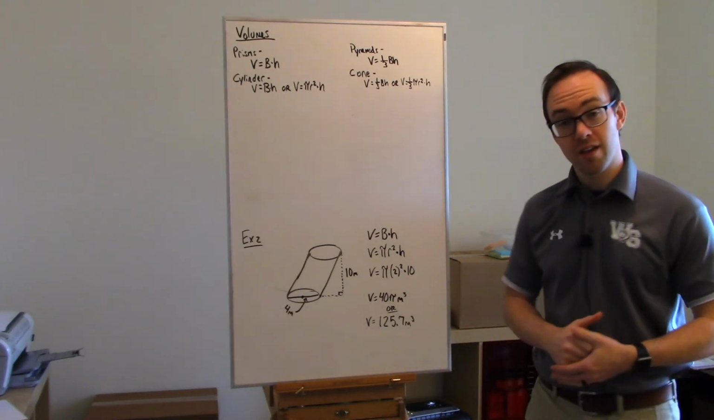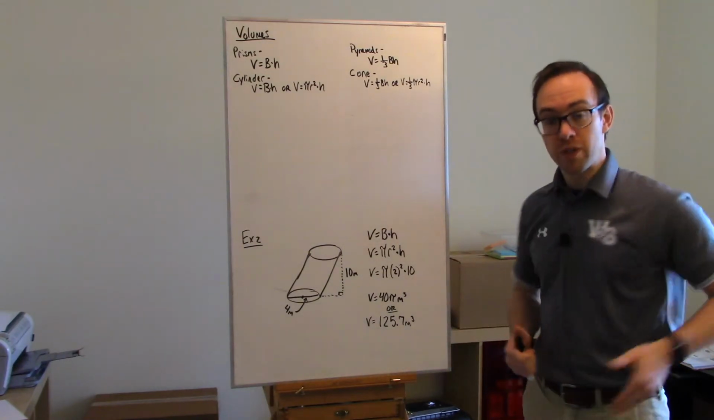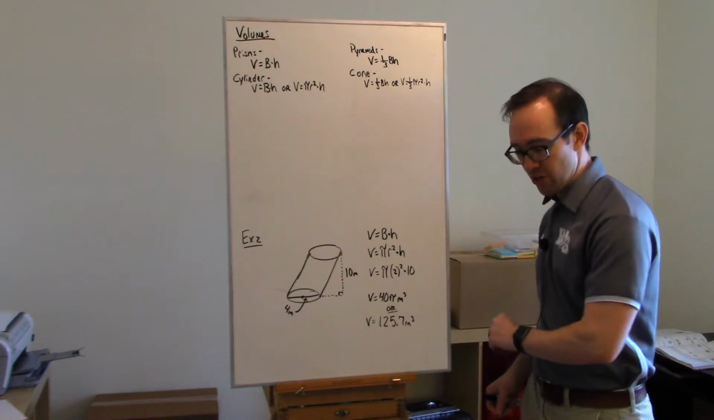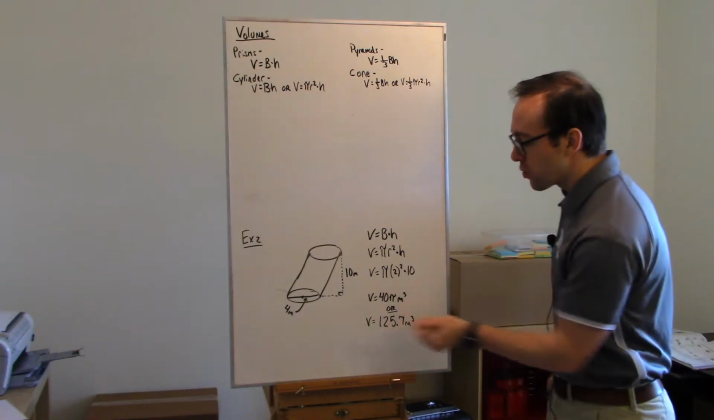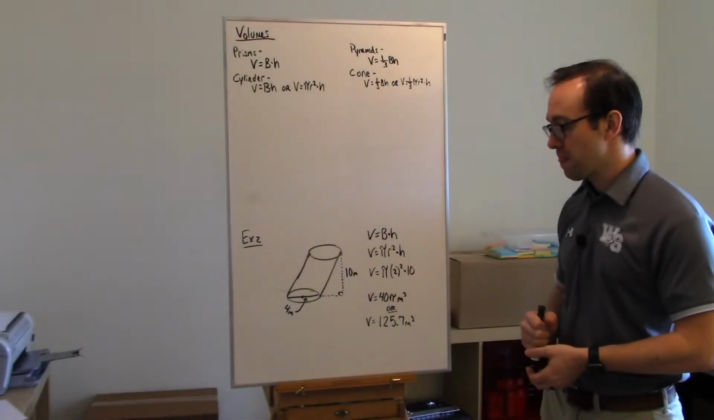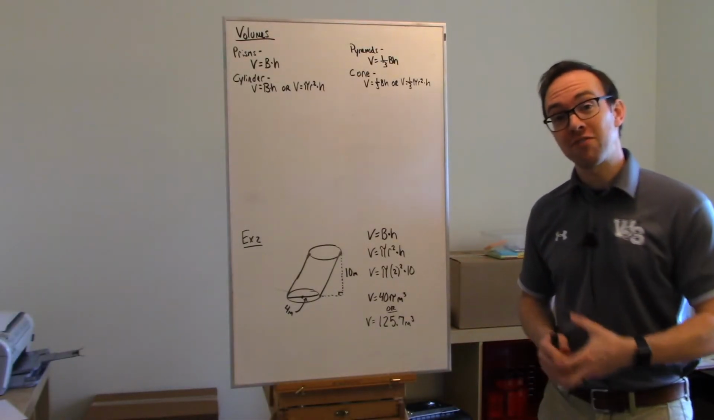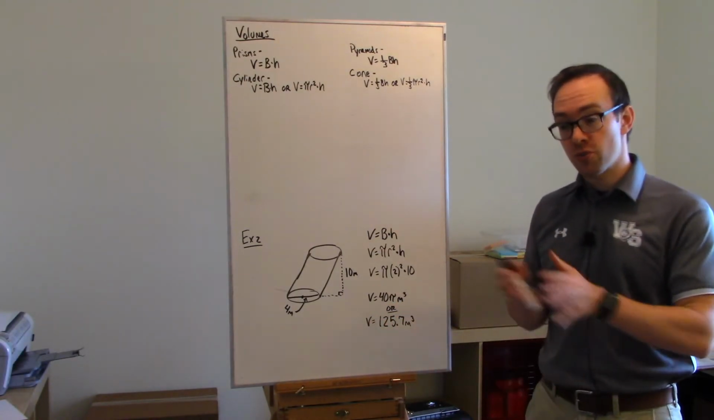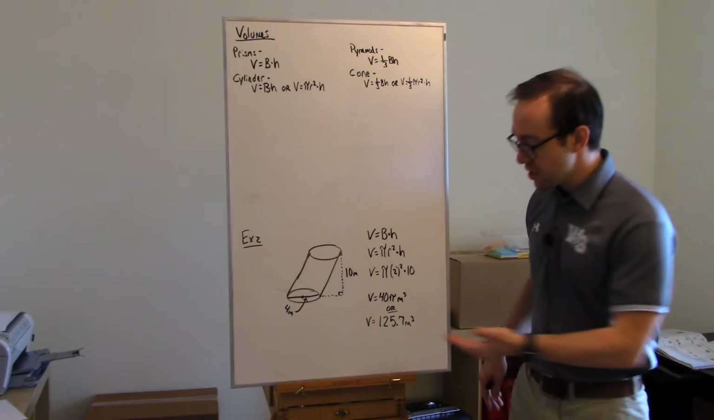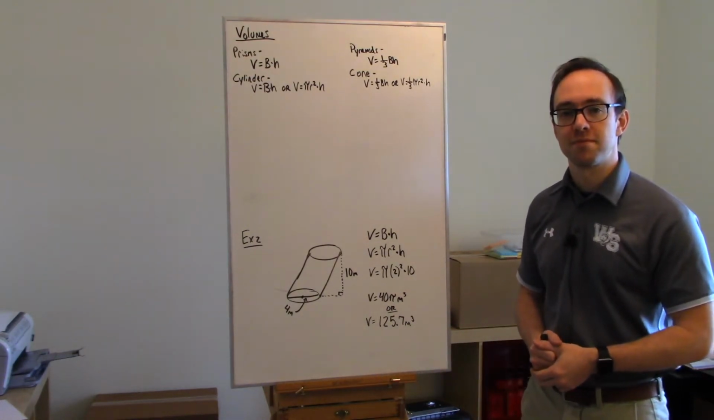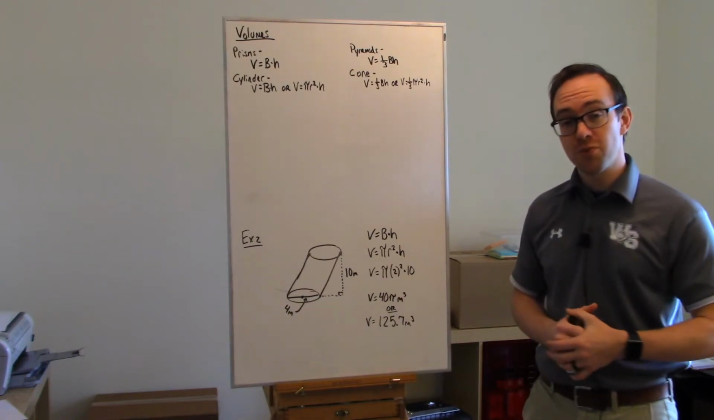So for this example, the volume for this oblique cylinder is either 40 pi meters cubed or 125.7 meters cubed. In this case, you could have left it in terms of pi, so 40 pi, or you could have used 3.14 or your pi button to come up with an approximation here. Either answer would be accepted.